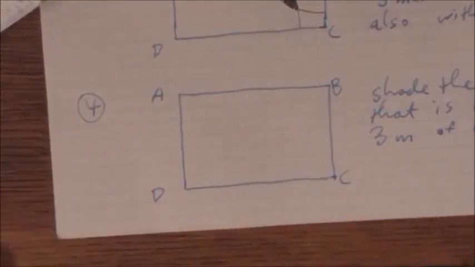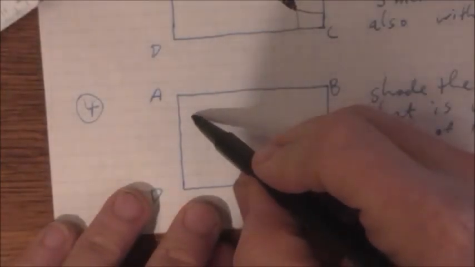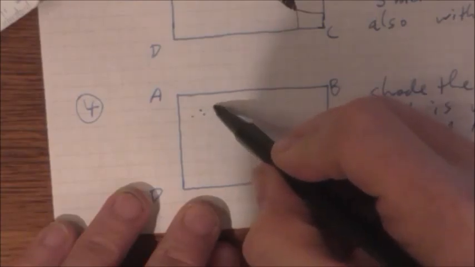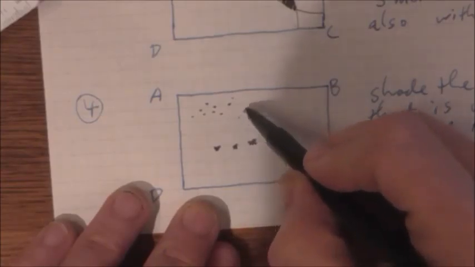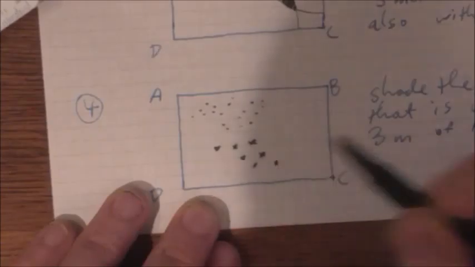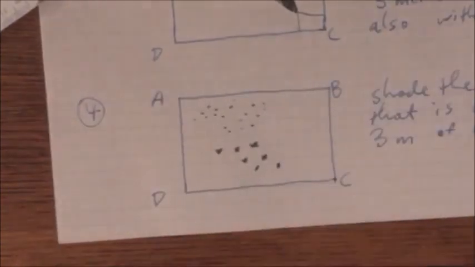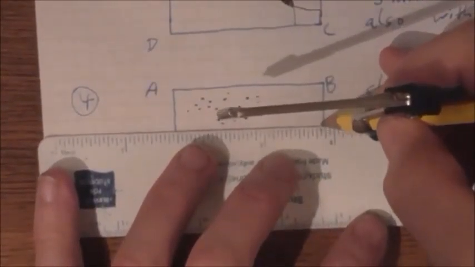Okay, what about question four? Shade the region that is within 3 meters of AB. Well, 3 meters is 3 grid squares, so that's within... These are all fine. These are not fine. So all the dots are fine. The crosses are not fine. The boundary line between fine and not fine is this line here, which you'll do with a straight edge.